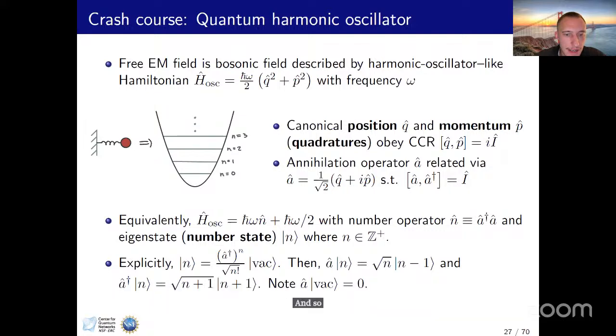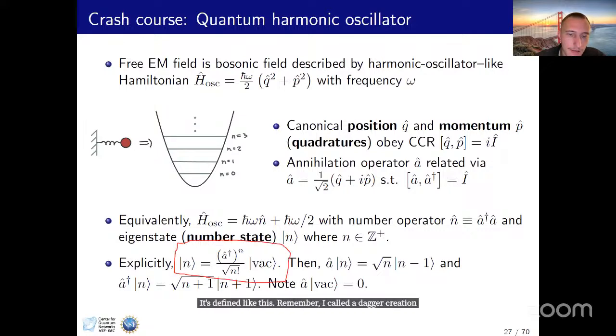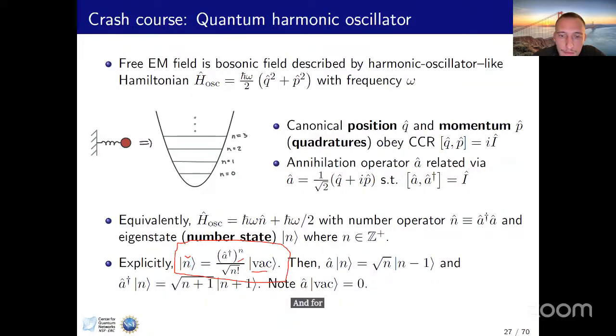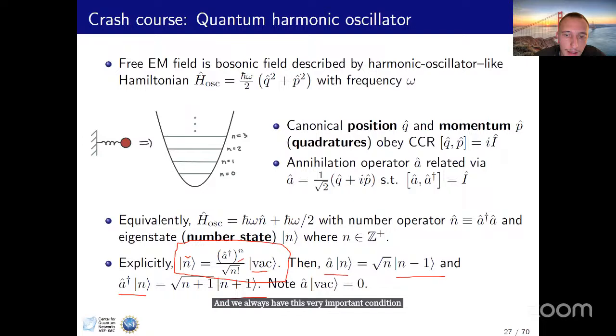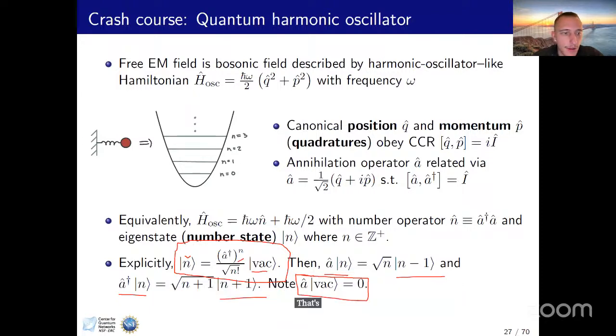And so just to solidify the names a bit, given some number state or Fock state n, it's defined like this. Remember, I called a dagger a creation operator because it creates photons or creates excitations. If I act with it n times on this vacuum state, which is the state of no excitations, then I'll get n photons. And A annihilates photons, so you see this relation: A acting on number state n takes you one down, while A dagger acting on state n takes you one up. And we always have this very important condition that the annihilation operator annihilates the vacuum, so we can't go below the vacuum. That's the bottom step of the ladder.